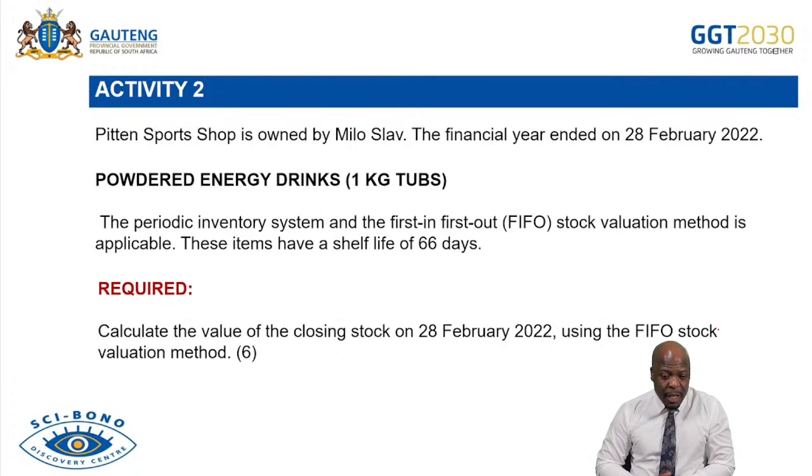It reads, Pitten Sports Shop is owned by Miloslav. The financial year ended on 28 February 2022. Powdered energy drinks, 1 kilogram tubs. The periodic inventory system and the first in, first out stock valuation method is applicable. These items have a shelf life of 66 days. Required: calculate the value of the closing stock on 28 February 2022 using the first in, first out stock valuation method. Okay, let us therefore begin.